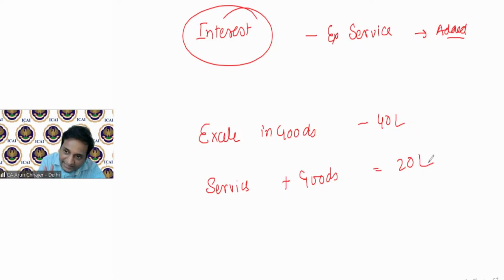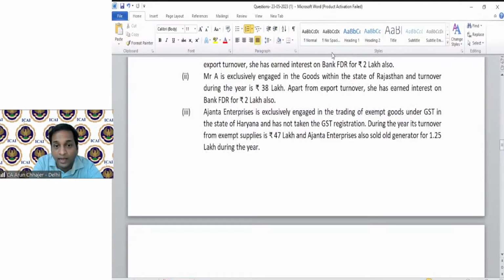Now, if I see this question, I can say 38 lakh is goods and 2 lakh is service. So I can say it is not exclusively in goods. I can say that is correct. And therefore, I come to the conclusion that the limit would be 20. This is no.